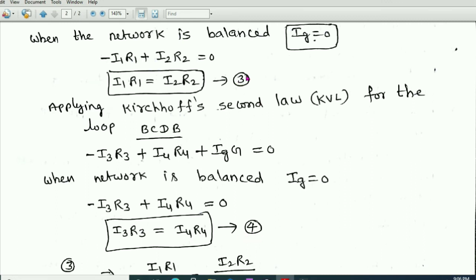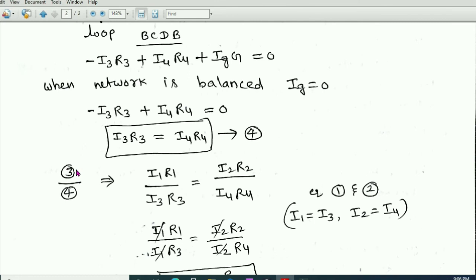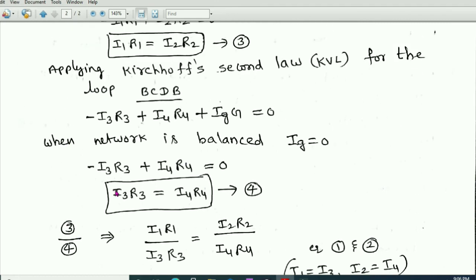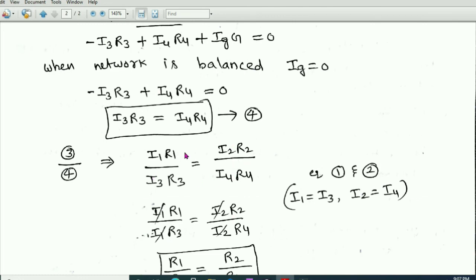We got equation number 3 here, that is I1R1 is equal to I2R2. Equation number 4 is I3R3 is equal to I4R4. Now let us divide the two equations, equation number 3 over equation number 4. On the left hand side, I1R1 divided by I3R3 is equal to, on the right hand side, I2R2 divided by I4R4.